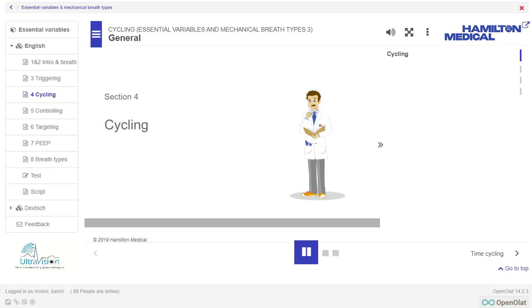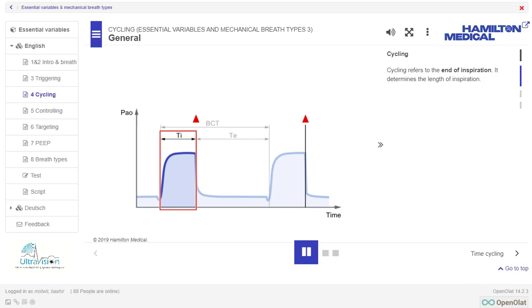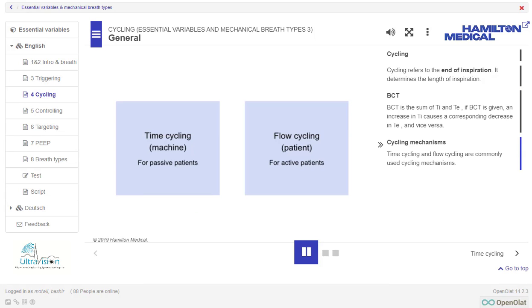Cycling. Cycling refers to the end of inspiration. It determines the length of inspiration. BCT is the sum of TI and TE. If BCT is given, an increase in TI causes a corresponding decrease in TE, and vice versa. Time cycling and flow cycling are commonly used cycling mechanisms.